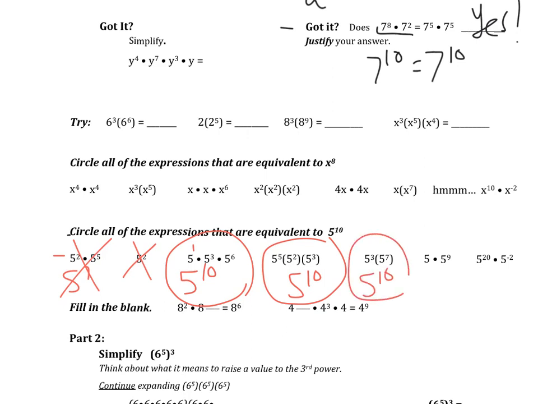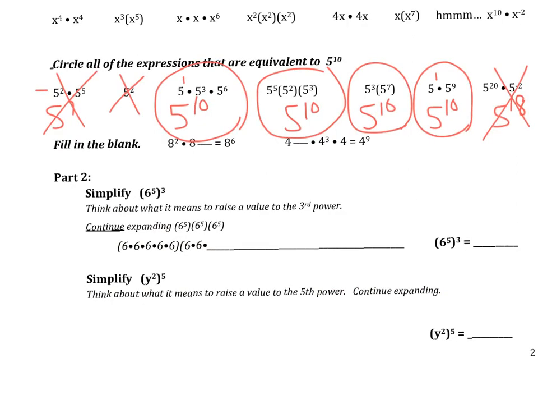3 plus 7 is 10. What about 5 to the 1st times 5 to the 9th? Add the powers, you get 5 to the 10th. That one's good. What about 5 to the 20th times 5 to the negative 2nd? Yes, you could have negative powers. That happens. Keep the base, add the powers. 20 plus a negative 2 is 18, which does not equal 5 to the 10th power.